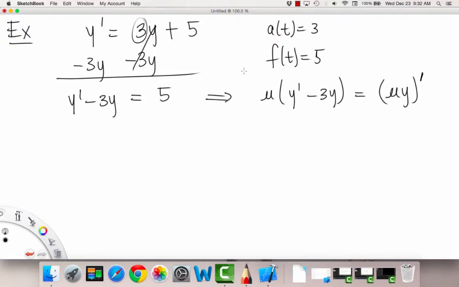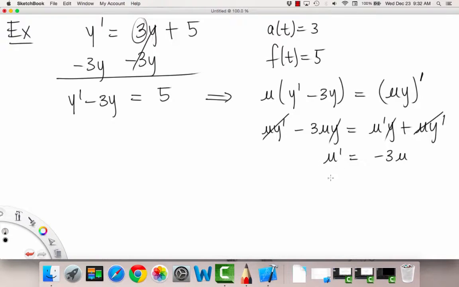When we do this, I always like to rederive the formula or the process every time I do it so that I understand what's going on. So mu times y prime minus 3 mu y, that's what's on the left, and then we have mu prime y plus mu y prime. So these ones will go away. You can cancel those out, and we can cancel out the y's here. So we just get mu prime is equal to negative 3 mu.